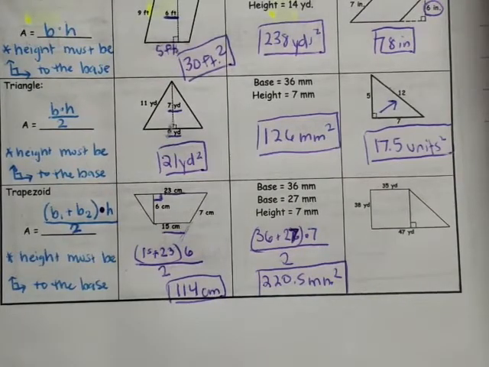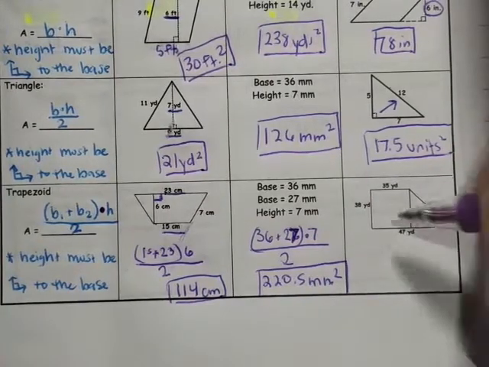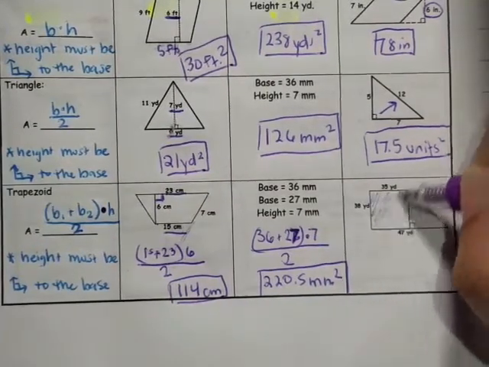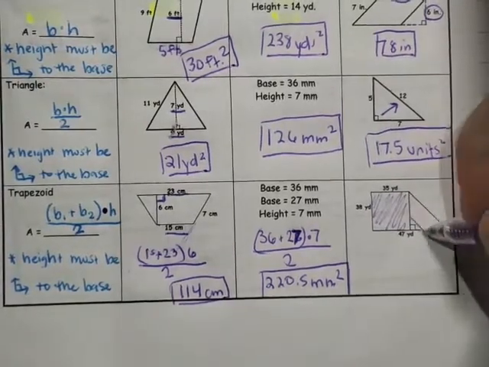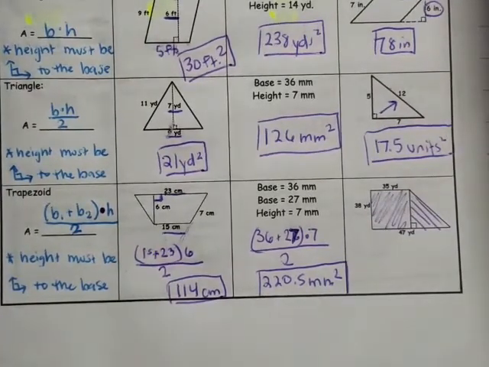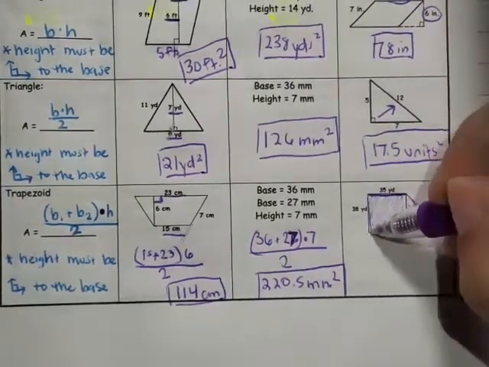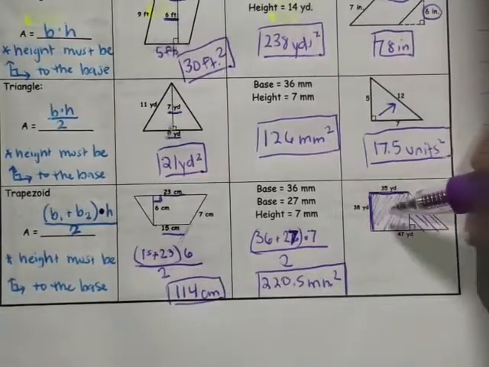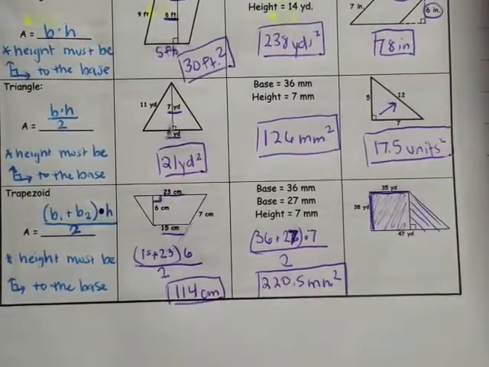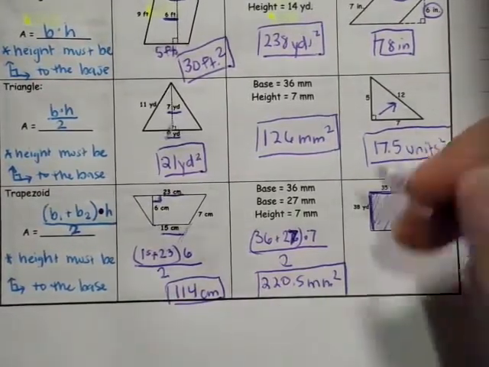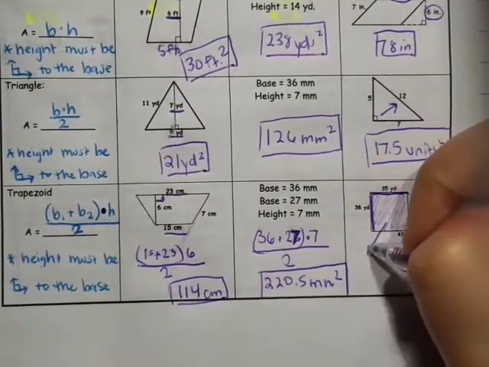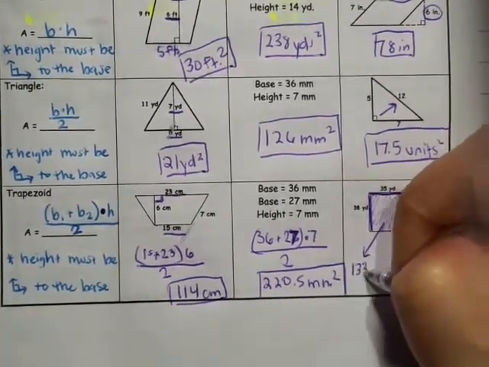A composite shape is 2 shapes or more, so 2 or more shapes that are put together. So what we can do is we can find the area of one and then find the area of the other. Okay. So it looks like this is 35 and this is 38. Okay. So 35 times 38. So this piece right here is 1,330.